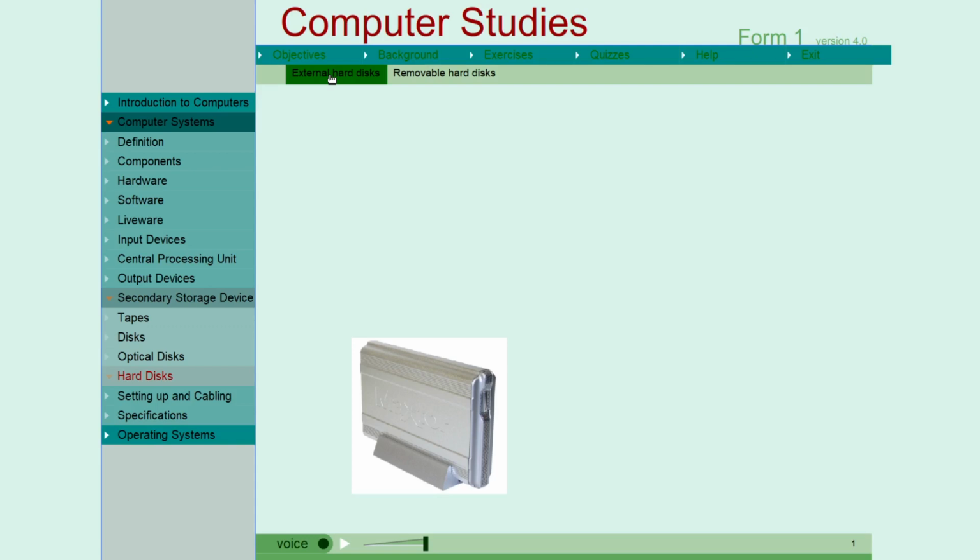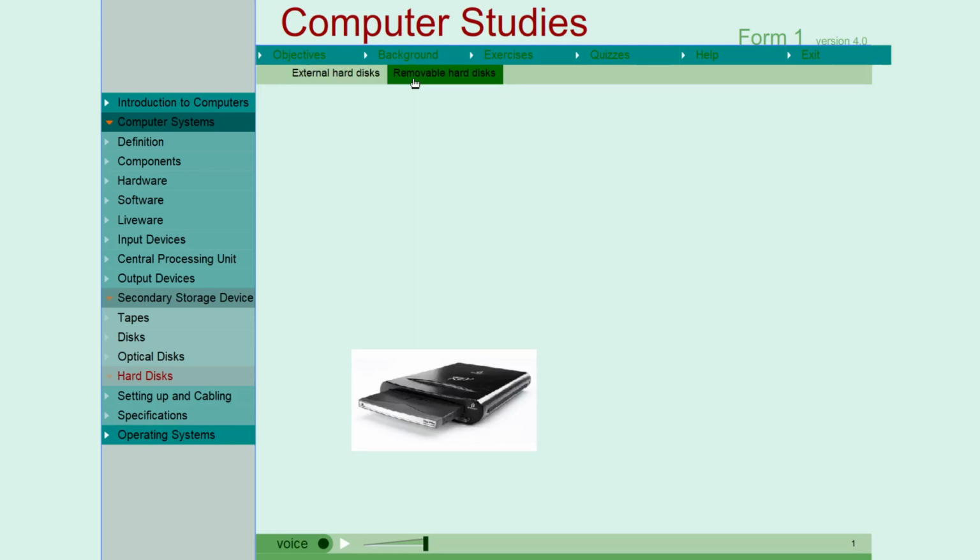Removable hard disks, or hard disk cartridges, consist of one or more platters enclosed along with the read or write heads in a hard plastic case. This case is inserted into a drive connected to the computer. Examples of removable hard disks include JAZ cartridges, which can hold 2 GB or more, and ZIP cartridges, which can hold more than 100 MB.